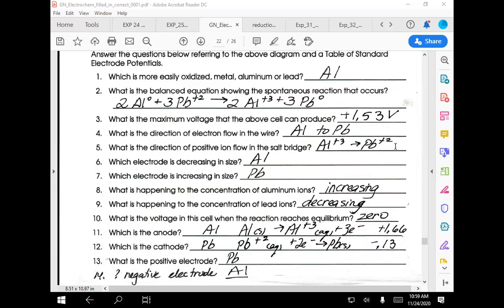So really the key is do 11 and 12, flip one of them because you want to get your largest positive number. And then answer all the other questions.